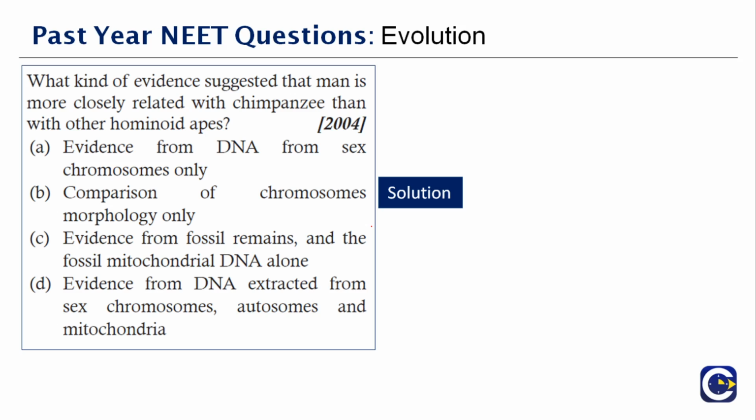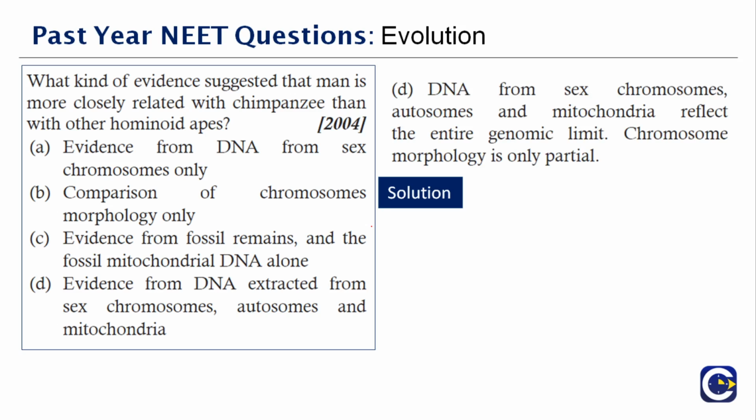DNA from the sex chromosomes, autosomes and mitochondria reflects the entire genomic makeup. Chromosome morphology is only partial. Okay, so what would be the answer then? It is the evidence from the DNA extracted from sex chromosomes, autosomes and mitochondria. Chromosome morphology is only partial, so it doesn't come here. Okay.